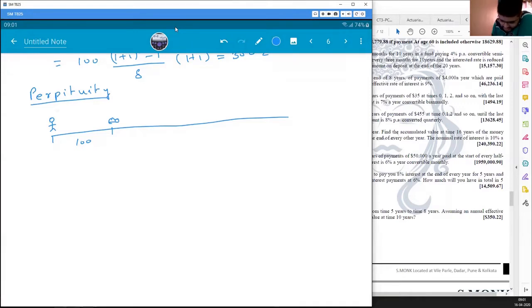Now Achilles is 10 times faster than the tortoise. So the tortoise's speed is v and Achilles' speed is 10v. So definitely Achilles should be able to reach the tortoise and catch it. As Achilles runs and covers these 100 meters and reaches this point, the tortoise has run 10 more meters.